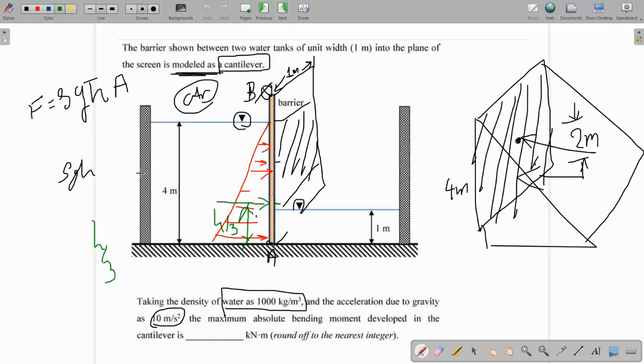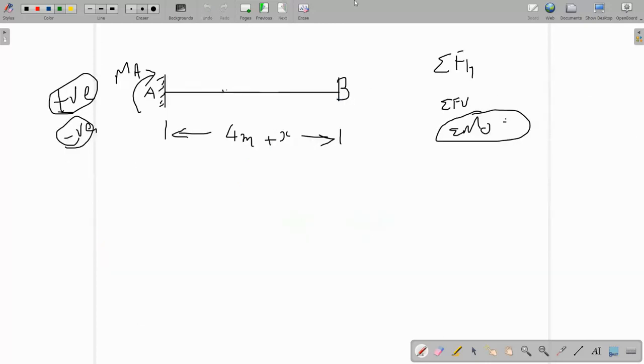So how much is the force due to this part? This is part 1, I am taking the left side, and this is part 2, which has height 1 meter. For part 1, I am taking the force as F1. F1 is equal to rho g h1 bar into projected area. So the force is 1000 into 10, because in the question it is given that we have to take g as 10.